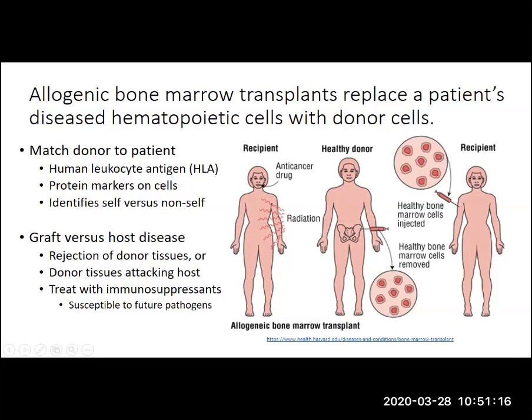And the science behind that is that there are going to be protein markers on the surface of our cells. The most common ones, the ones that we focus in on when we're looking at matching a donor to a patient, tend to be the HLA proteins. The HLA is a human leukocyte antigen. These are protein markers that are found on the majority of the cells within our body. And our immune system uses these HLA markers to identify self versus non-self.